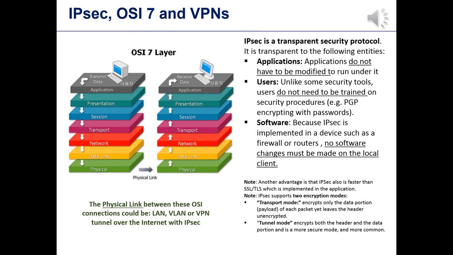And the bottom right-hand side, I just put a note. There are two types of IPsec. There's transport mode and tunnel mode. Tunnel mode is more common because it encrypts everything, the header and the data portions. So it's more secure. When you hear VPNs, you might hear transport mode or tunnel mode, just so you're aware of it. But it's not something we're going to drill down in detail on. But there are two modes you should be aware of.